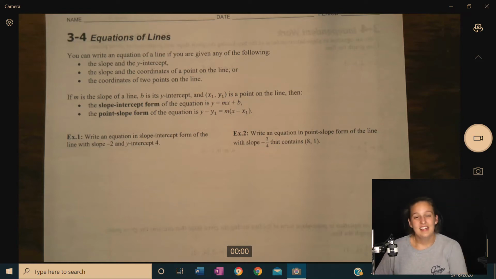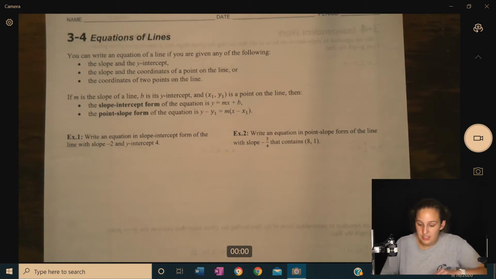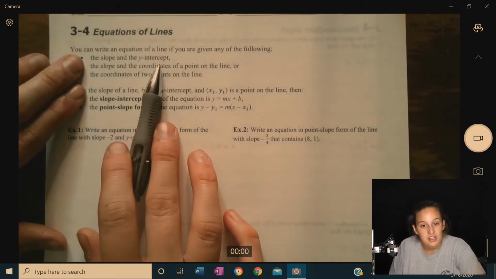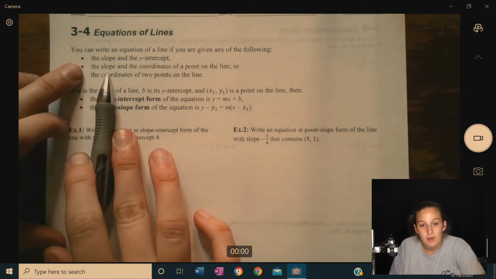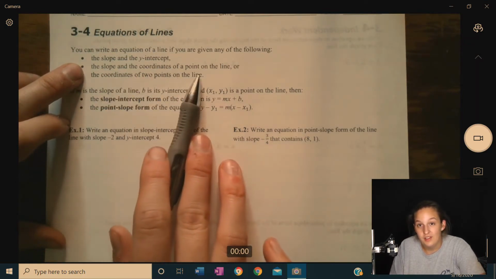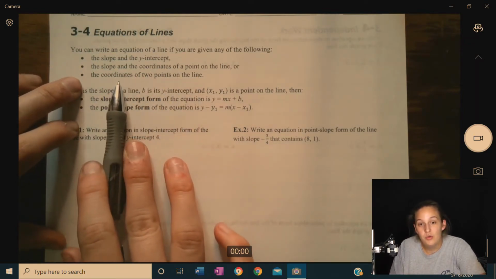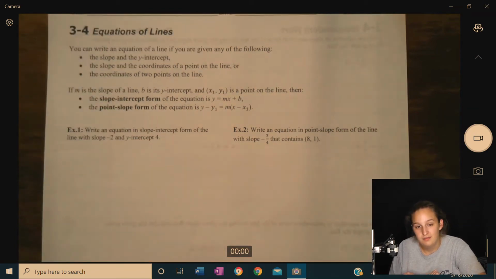All right, hey guys. So now we're looking at 3-4, which is the equation of lines. So really, you can write out an equation of a line if you are given any of the following information. If you're given the slope and the y-intercept, if you're given the slope and the coordinates of a point on the line, or if you're given the coordinates of 2 points on your line.